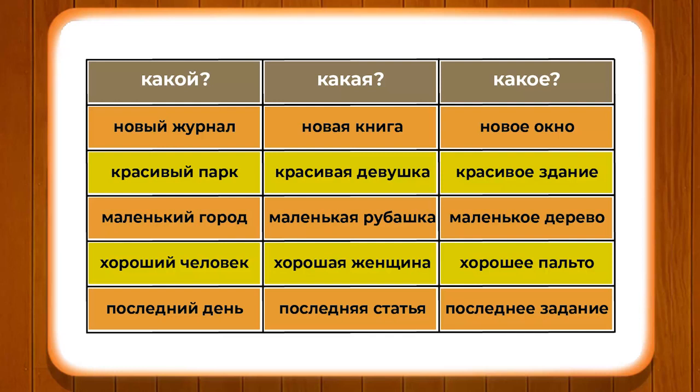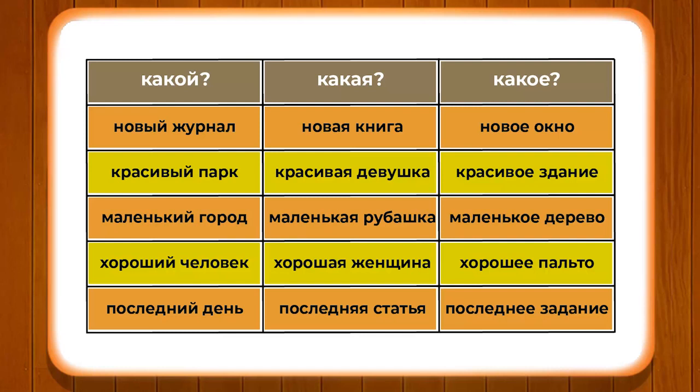Какой это журнал? What kind of journal is this? Это новый журнал. This is a new journal. Then you can make another question with красивый парк while using какой. Какой это парк? Это красивый парк. This is a beautiful park. If I am asking a question, what kind of park is this?